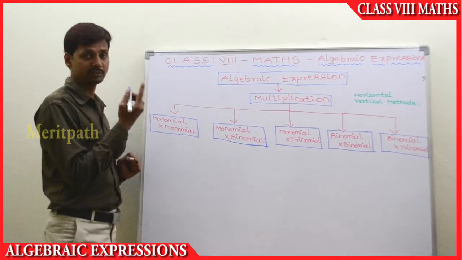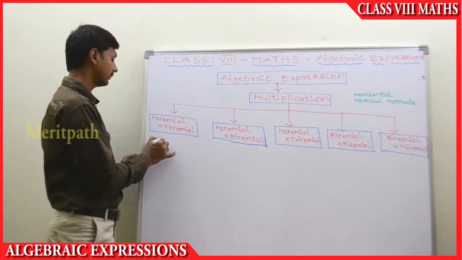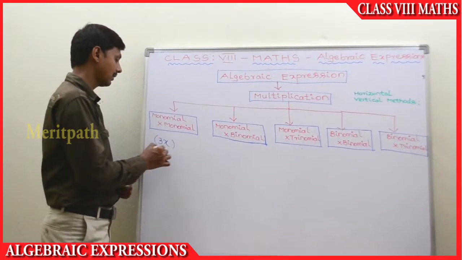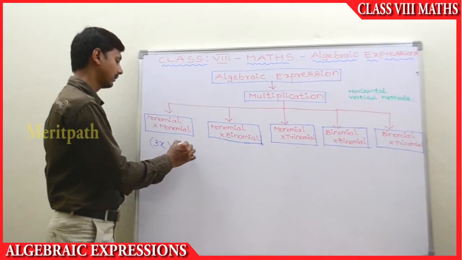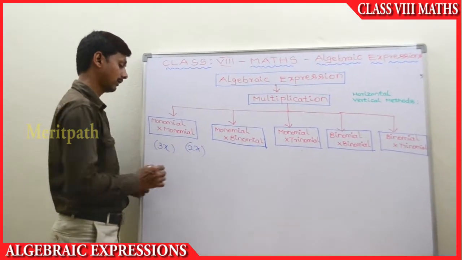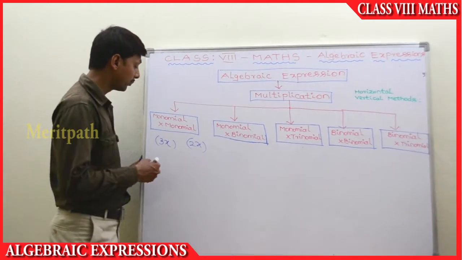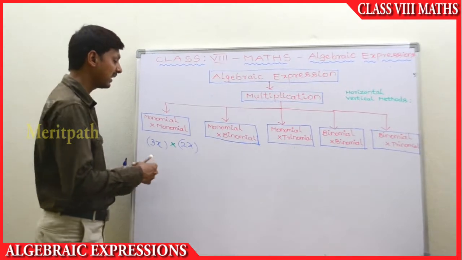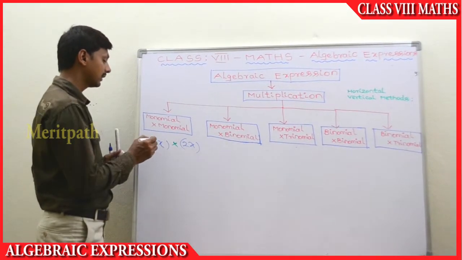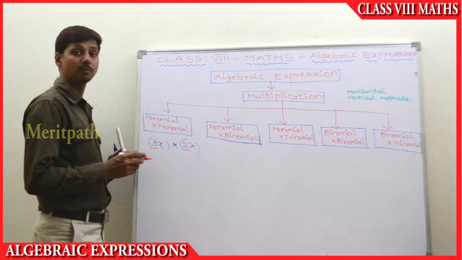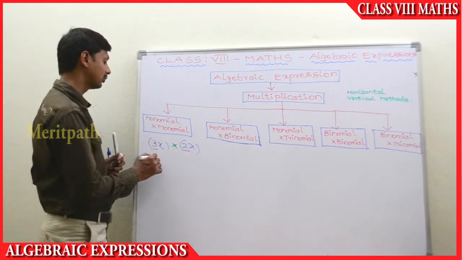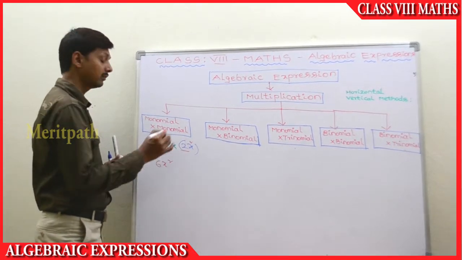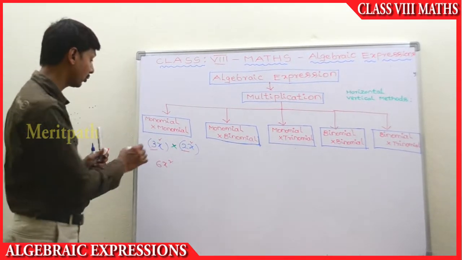First, we'll solve in the horizontal method. Monomial is 1 term. We have taken the second term, for example 2x. We need to multiply this monomial into monomial. Let's multiply this 2. First we need to multiply the numerical coefficients, that is 3 into 2, 6. X into x is x squared. So in this manner we multiply the monomial by monomial.